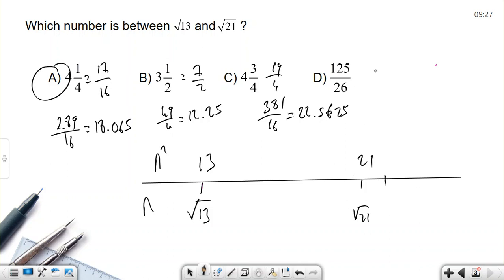And the last number, if you square that one, it's 15,625 over 676. It's equal to 23 point something, a long decimal. So I still get 23, which is farther away than 21. So it's not between 13 and 21. That number cannot be between the square root of 13 and the square root of 21. Thanks for listening.